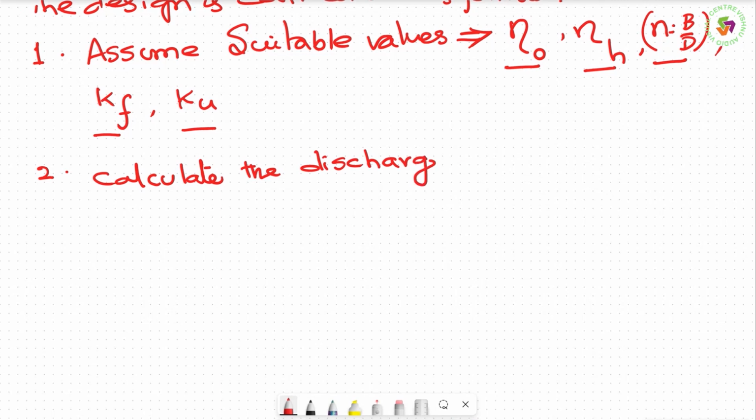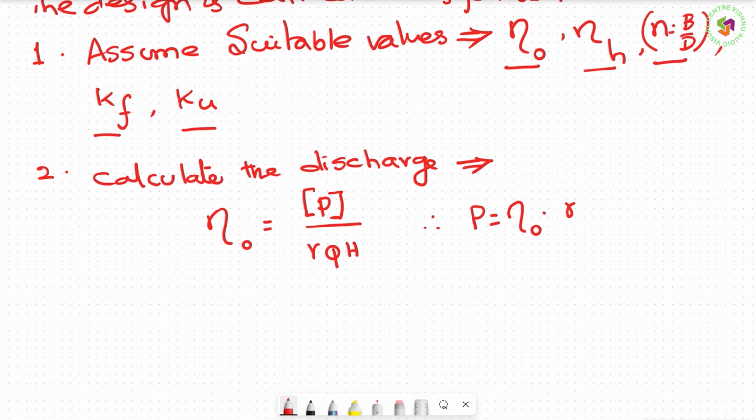Please remember, in any of the turbine problems, especially the reaction turbines, if somebody asks for the discharge, the equation that we look for is overall efficiency is equal to the shaft power divided by the water power, gamma QH. This is the equation you need to look at always, and with this equation only, you can really solve the problem. Therefore, P is equal to overall efficiency into gamma QH.